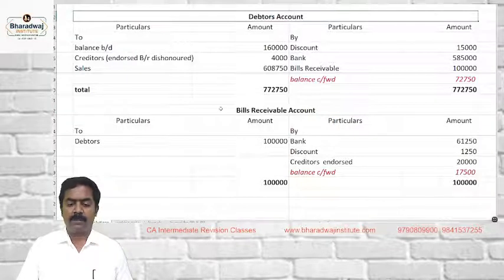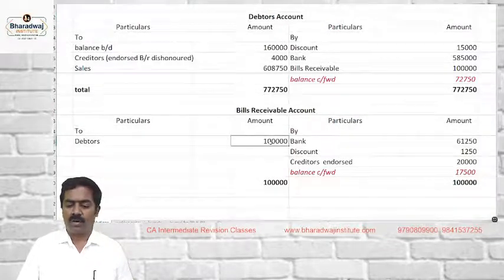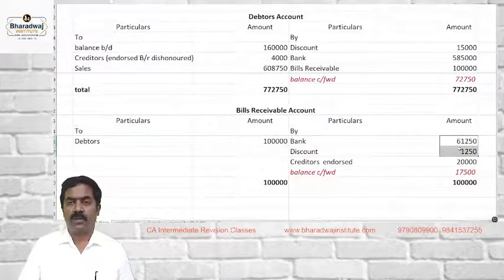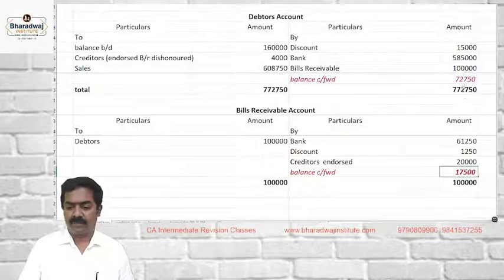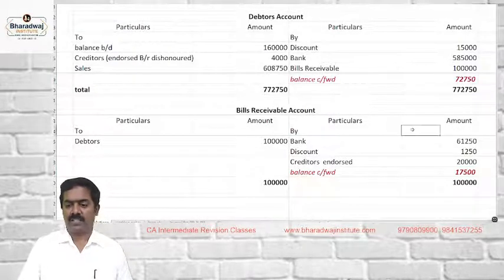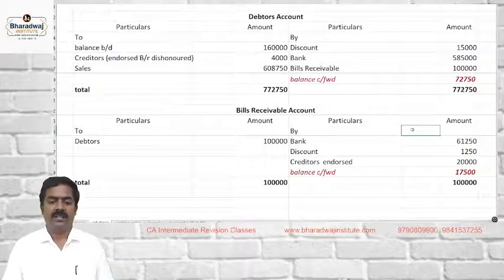So there is no opening balance of bills, but out of 1 lakh, this much has been discounted, this much has been endorsed. So closing balance is 17,500. This is the closing balance, 72,750.